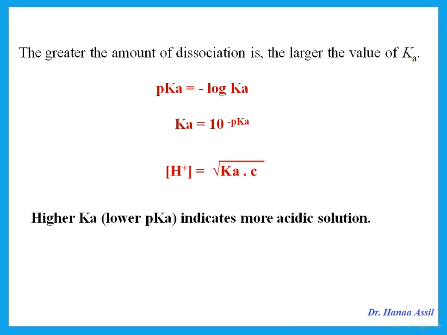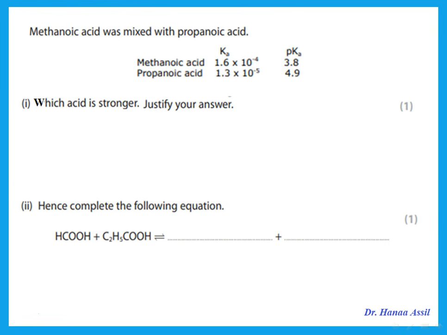And please remember this new equation: the concentration of H plus ions is the square root of Ka times concentration. Okay, so the concentration of the H plus ions, remember we're talking about a weak acid, is the square root of the Ka times the concentration of the acid.